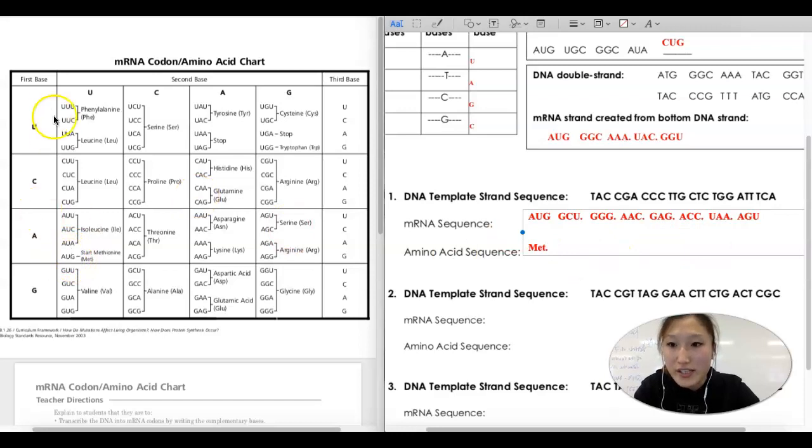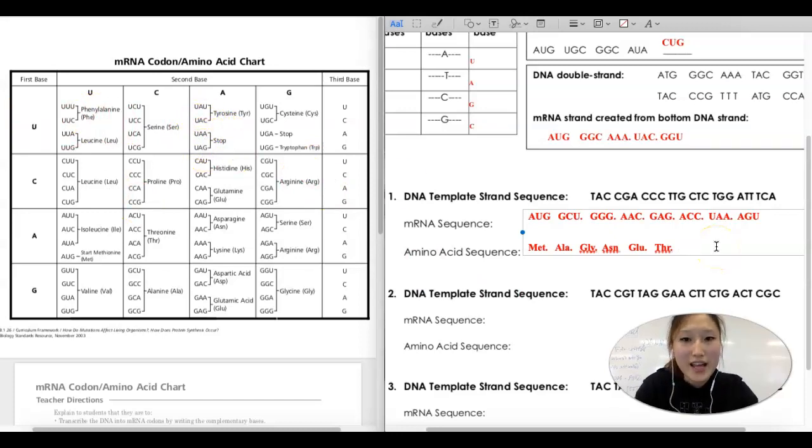And then we have GCU, so we find G, we look across C, and we find GCU codes for alanine. And then we have GGG, we look across G, we find GGG, which is glycine. And then we have AAC, you look to the left, A, look across, AC, so asparagine, ASN. And then we have GAG on the bottom, G, look across, A, G, glutamic acid, GAG. And then we have ACC, left, right, ACC, THR. And then we have UAA on the left, again, U, look across, A.